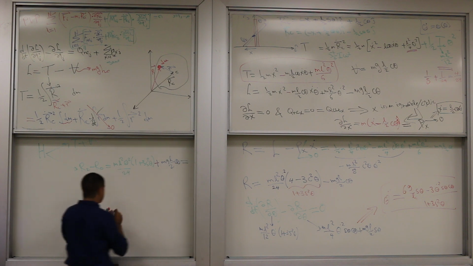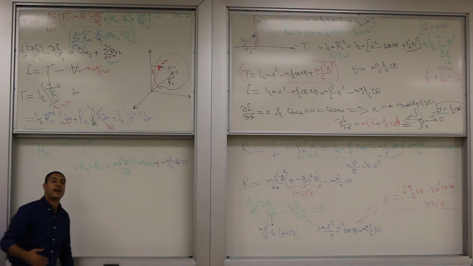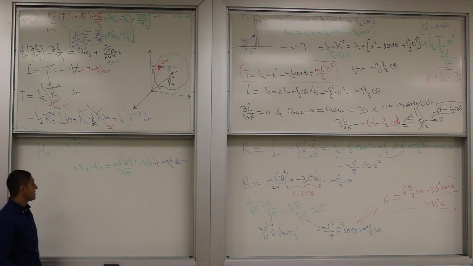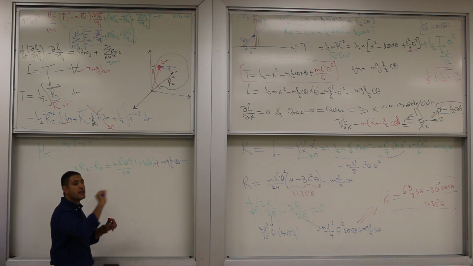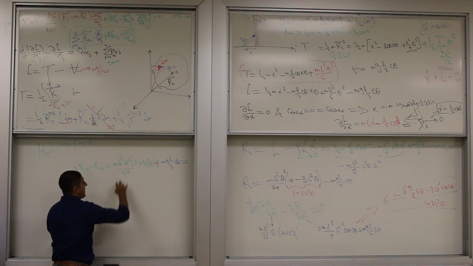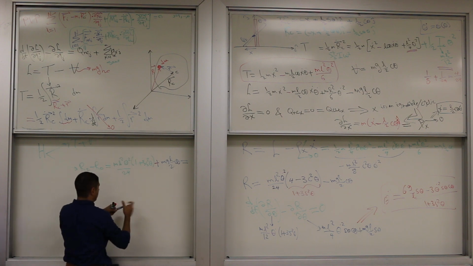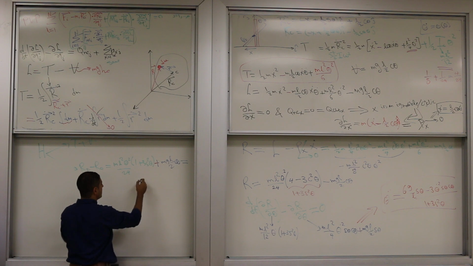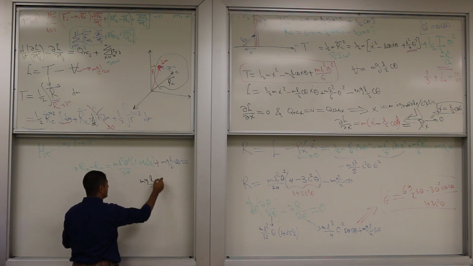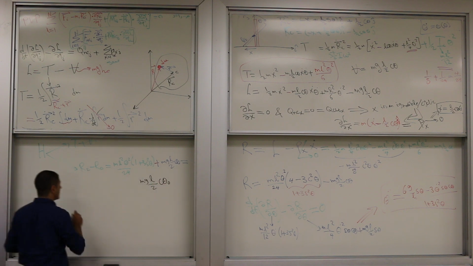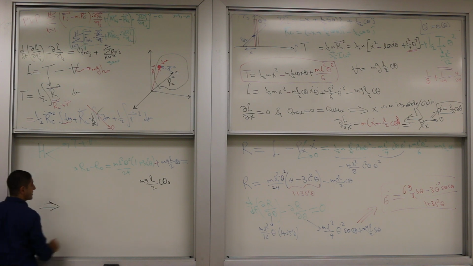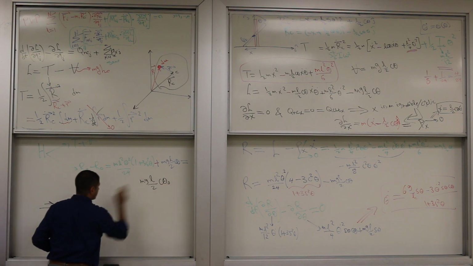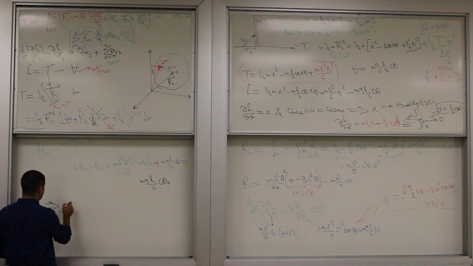This is constant, so it equals its value at the beginning. At the beginning we have some theta naught, an initial disturbance from rest. So this term vanishes and I have this term only, equal to mgl over 2 cosine theta naught. So you can immediately get theta dot as a function of theta, right? Theta dot is the square root of something. What is this thing?